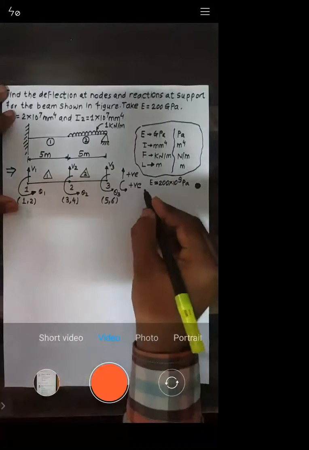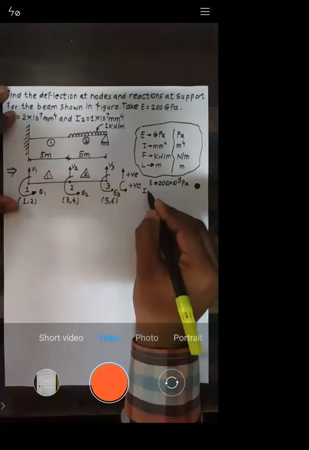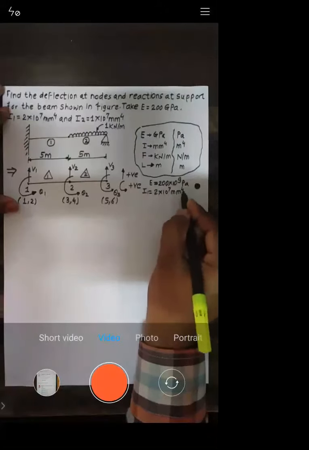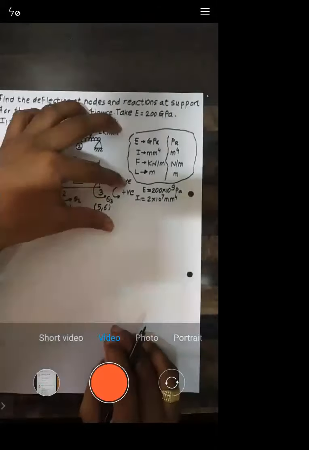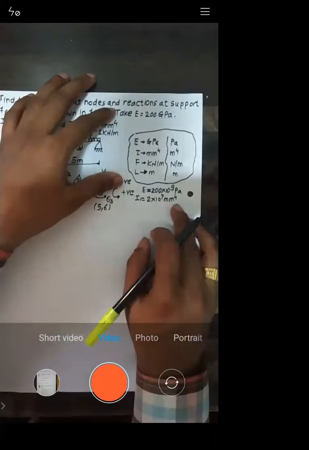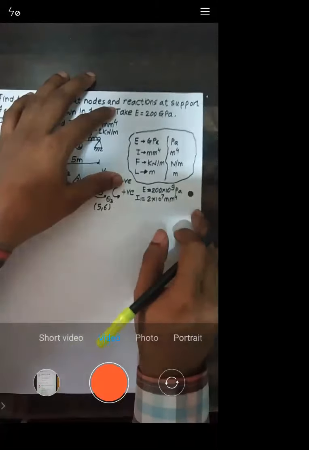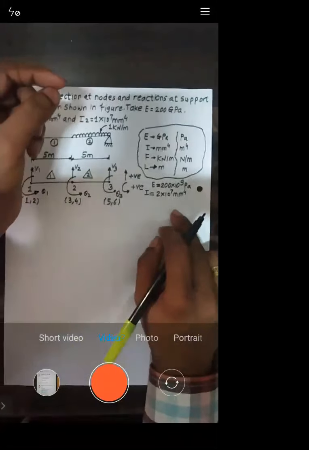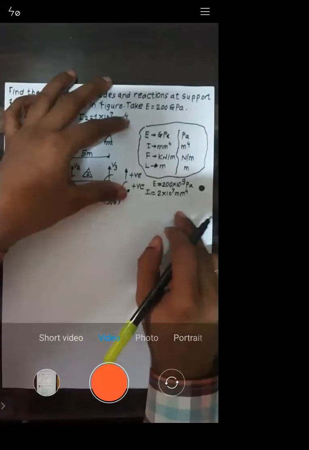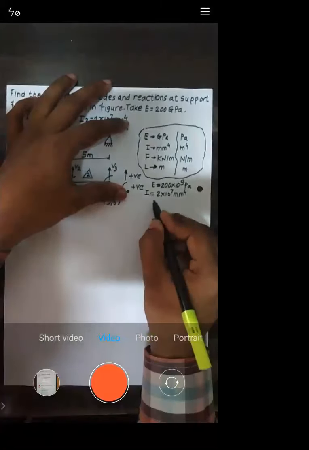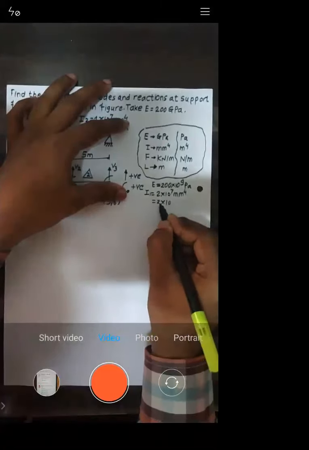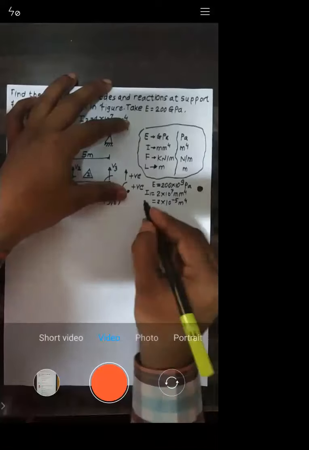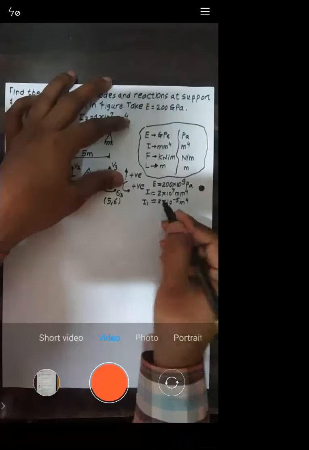Now I, if you see this I1, can you see this I1? That is 2 into 10 raised to power 7 mm raised to power 4. Mm raised to power 4, right? So when you multiply it by 10 raised to power minus 12, it becomes in meter raised to power 4, right? You should understand this. In the last lecture only I told you, when you multiply it by 10 raised to power minus 12, right? So what you will get here is 2 into 10 raised to power minus 5 meter raised to power 4. Is it okay or not? Let me know.